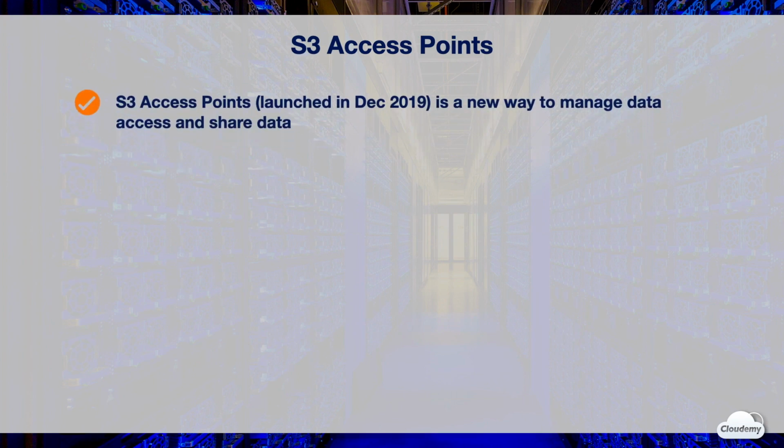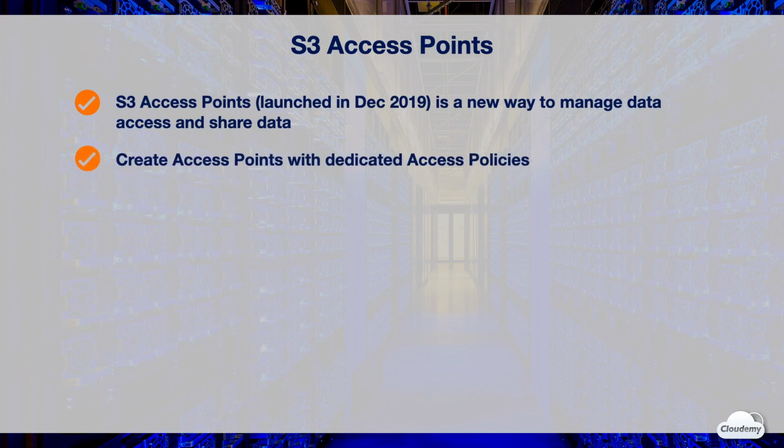S3 Access Points is a new feature launched in December 2019. Access Points simplifies the management of data sharing at scale. Previously you have to configure all bucket-wide access in one bucket policy. It's not flexible when you have multiple teams that require different levels of access. Access Points lets you create multiple dedicated access policies, and work in conjunction with bucket policy.